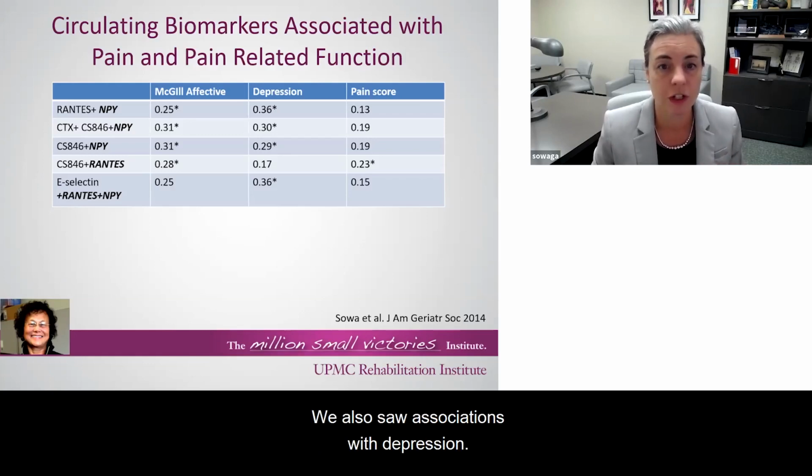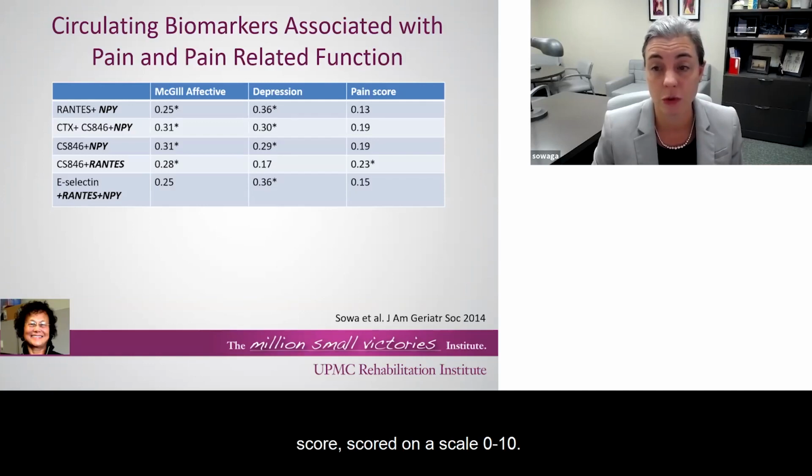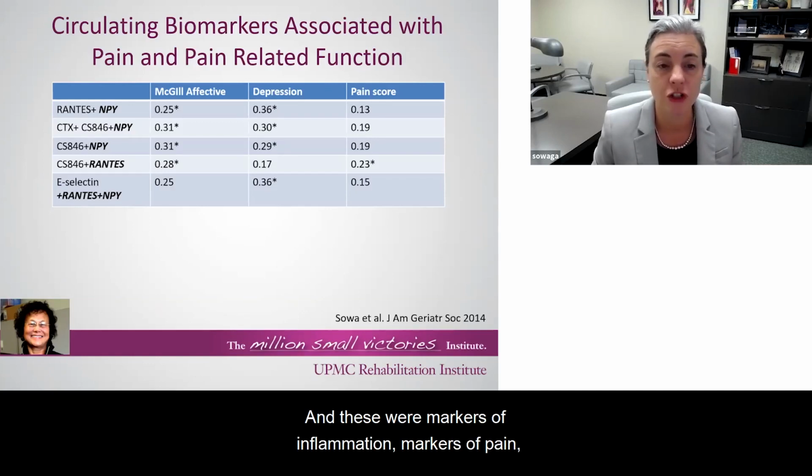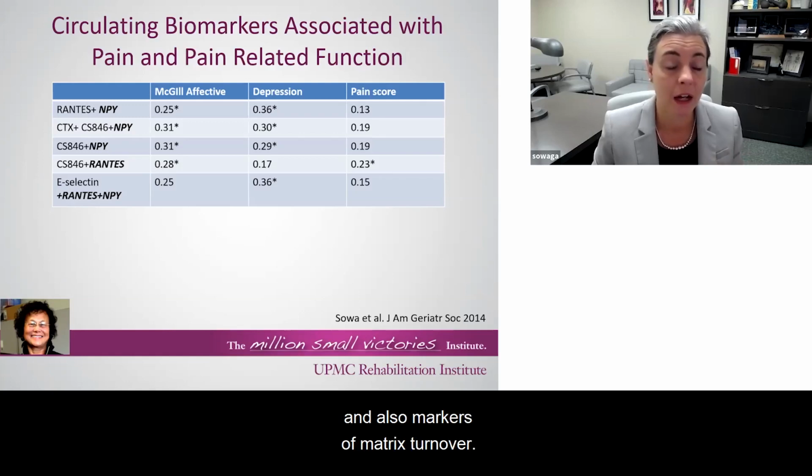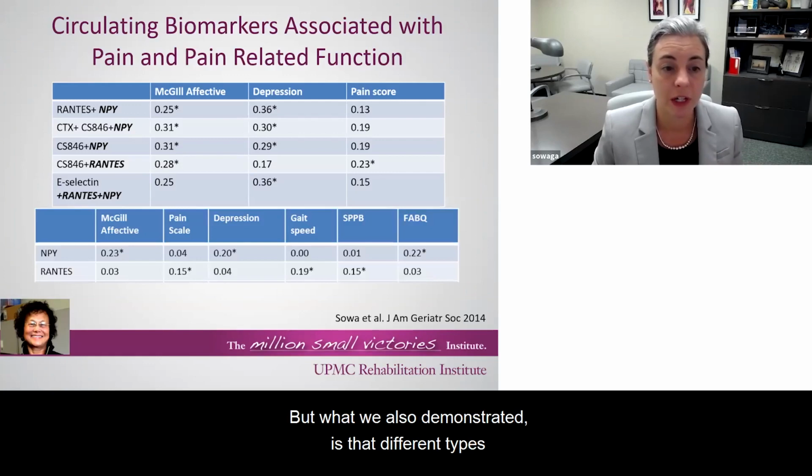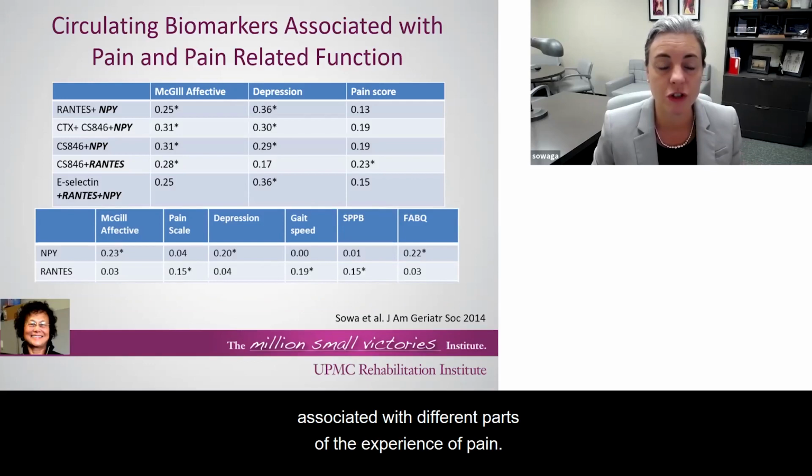We also saw associations with depression. We also saw associations with their overall pain score, scored on a scale of 0 to 10. And these were markers of inflammation, markers of pain, and also markers of matrix turnover. But what we also demonstrated is that different types of biomarkers, or different classes of biomarkers, associated with different parts of the experience of pain.